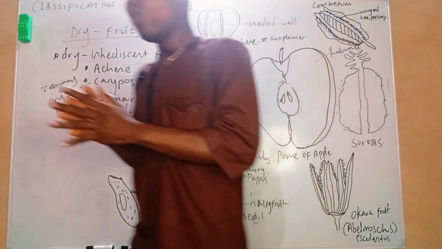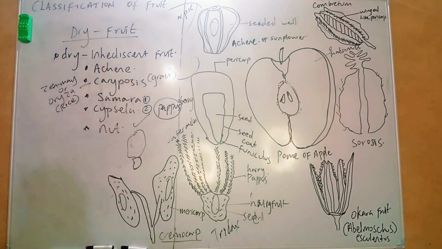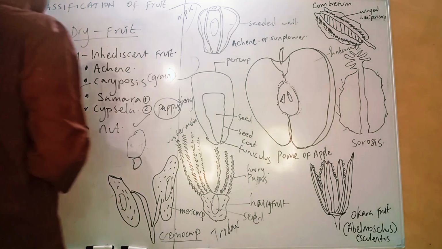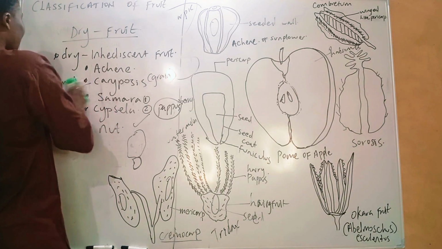So look at them. I know you might be wondering that they are a little bit technical, but just look at it. It's not very difficult. As I look at the dry dehiscent fruit, this is the dry dehiscent fruit.